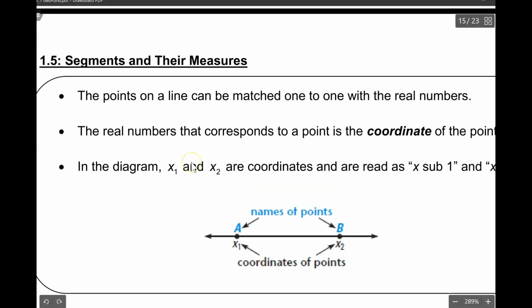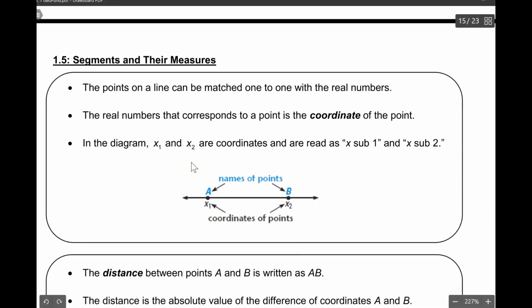All right, here's section 1.5, segments and their measures. So the points on a line can be matched 1-to-1 with real numbers. The real number that corresponds to a point is called the coordinate of the point. In the diagram, x sub 1 and x sub 2 are coordinates, read as x sub 1 and x sub 2. So I have a line.